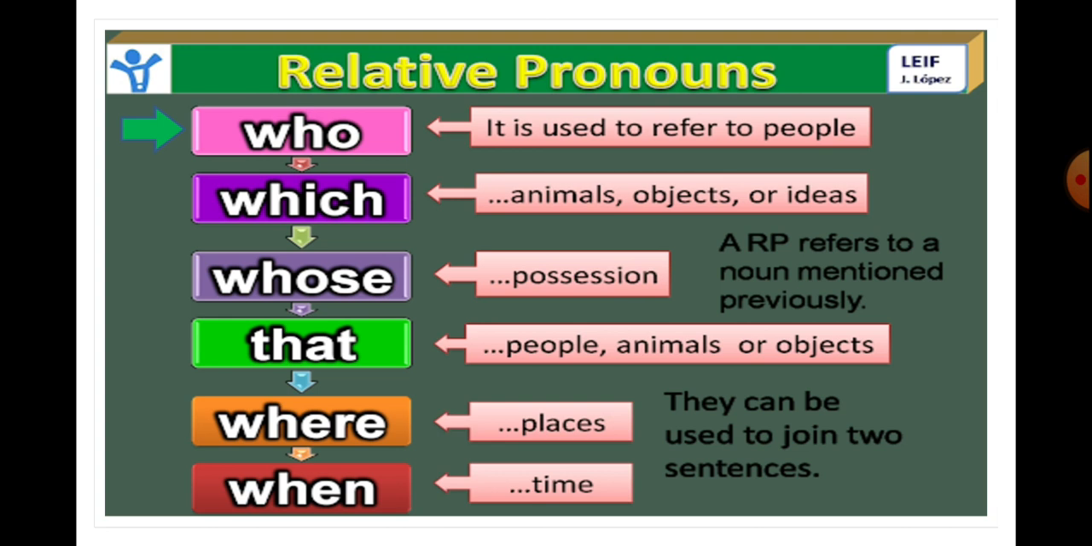The relative pronouns are who, which is used to refer to people; which, it is used to refer to animals, objects, or ideas; whose, it is used to refer to possession; that, it is used to refer to people, animals, or objects; where, it is used to refer to places; and the last one is when, it is used to refer to time.